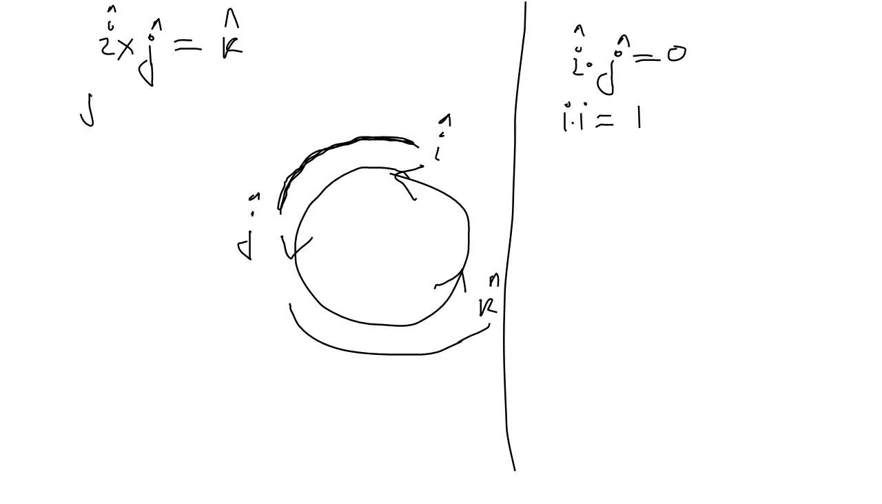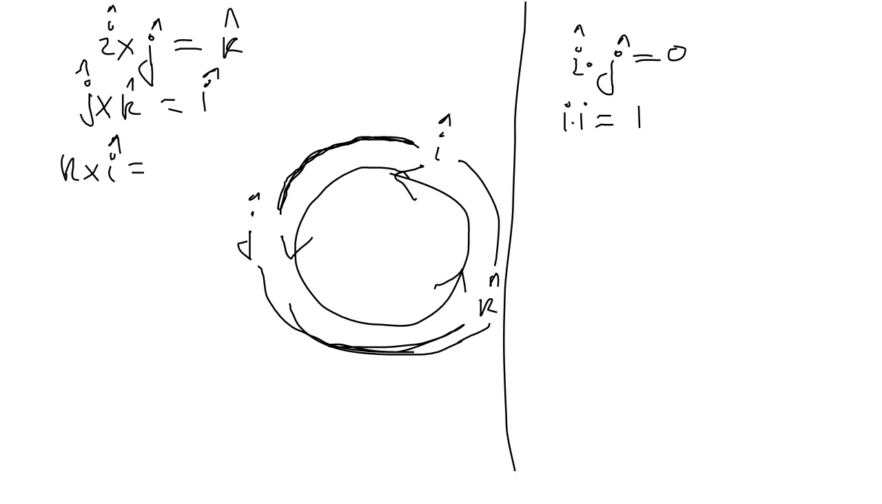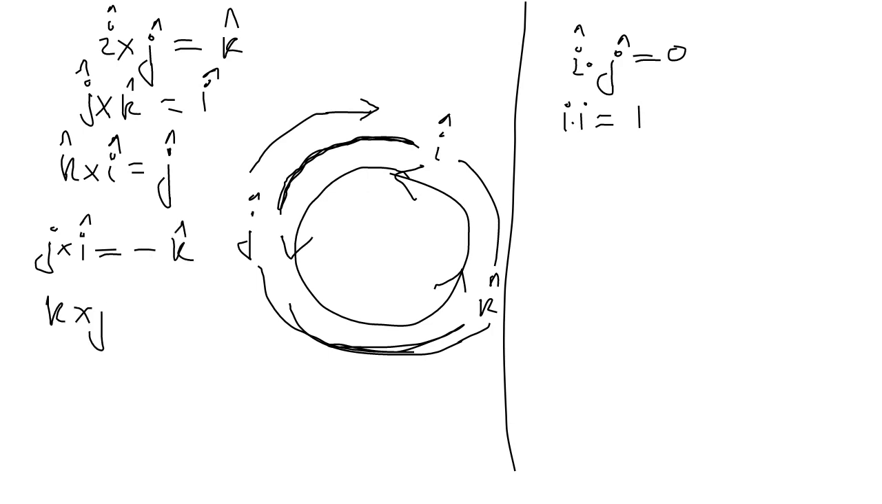Okay. So for example, if I take J cross K, that will give you I. Similarly, K cross I will give you J. If you take the opposite direction, J cross I, that will give you minus K, and K cross J will give you minus I, and I cross K will give you minus J.